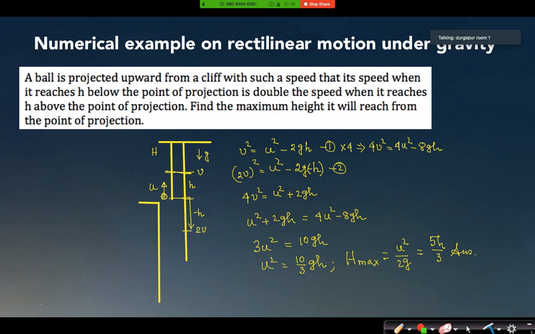I hope you have understood the solution of this one. Anyone have any doubt? Bolo, do you have any doubt? Alright. I assume no doubt, so I will move to the next question.